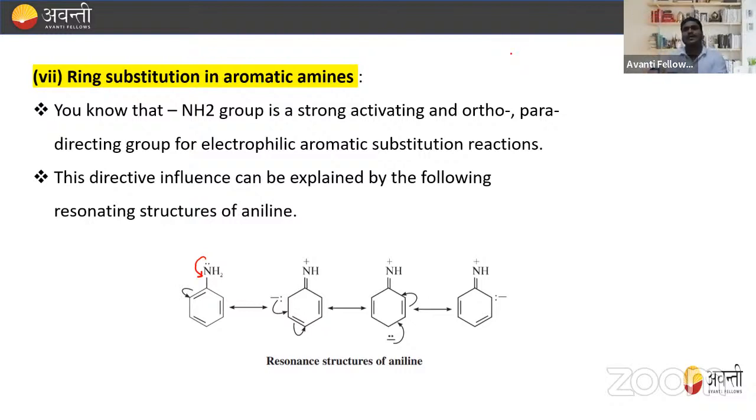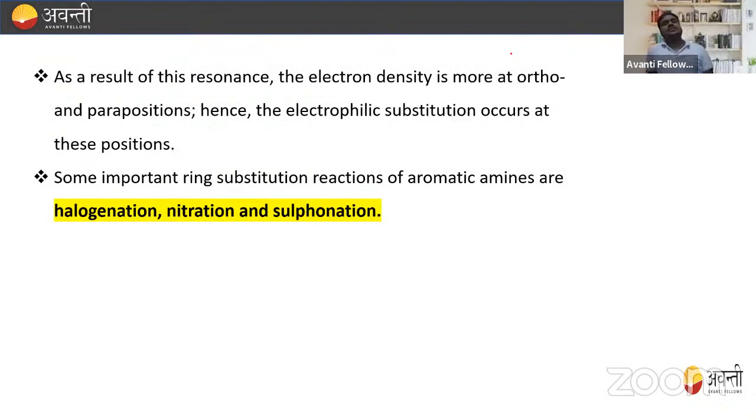aniline has an ortho-para directing group, because the NH2 group attached to the benzene ring is an electron donating group. So this will increase the electron density at the ortho and para positions. I hope this is clear to you. As the result of this resonance, the electron density is more at the ortho and para positions. Hence, the electrophilic substitution occurs at these positions only, that is, only at the ortho and para positions.